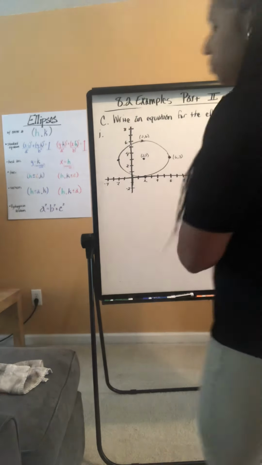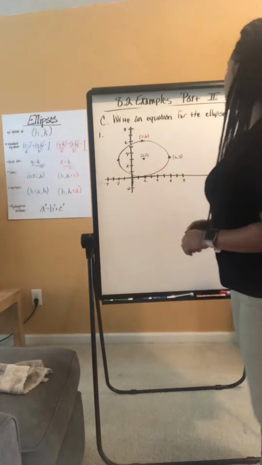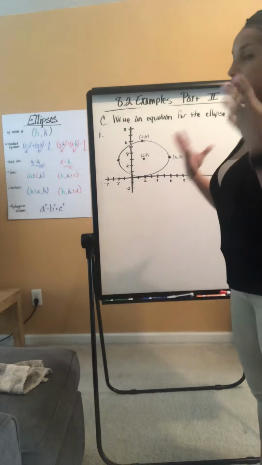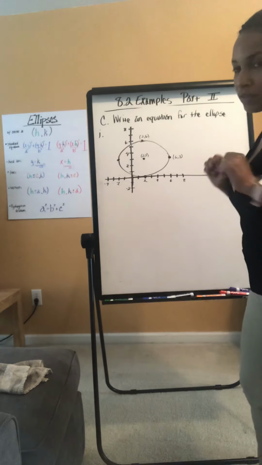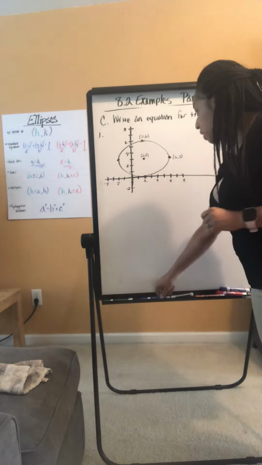Okay, so lastly we have example C. This is going to be a short one. I want to write an equation for the ellipse. I gave you the ellipse. I need to figure out, is it tall or is it wide? If you can't tell from my beautiful picture, it's supposed to be wide, but let's see.